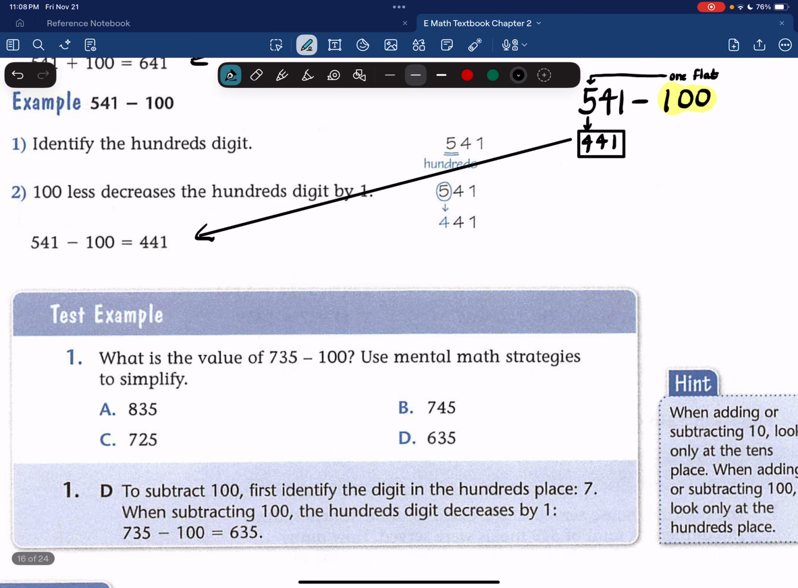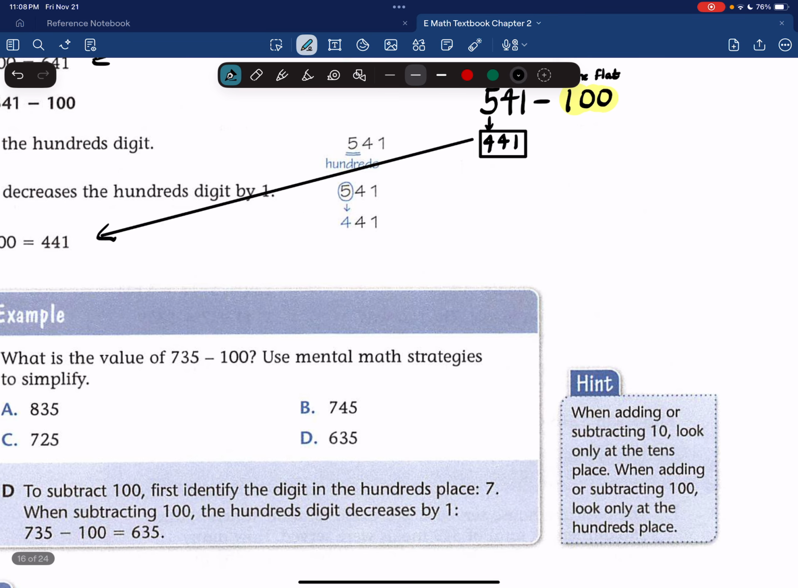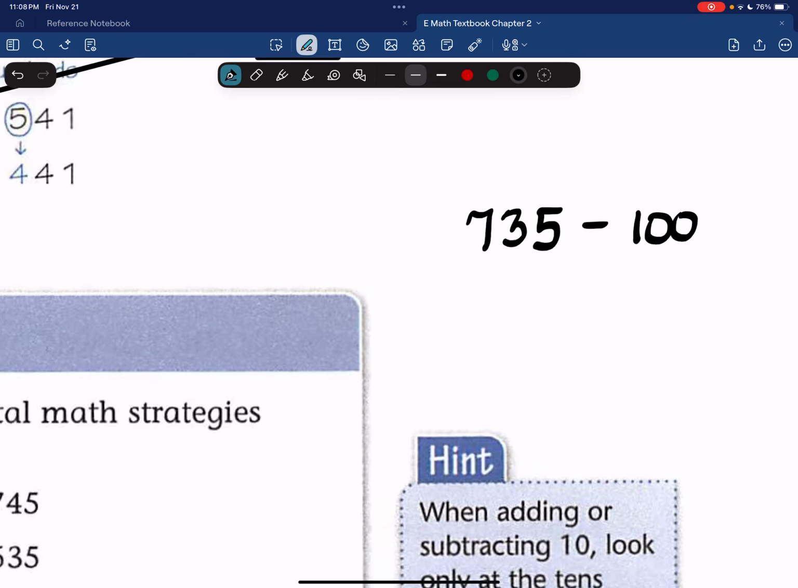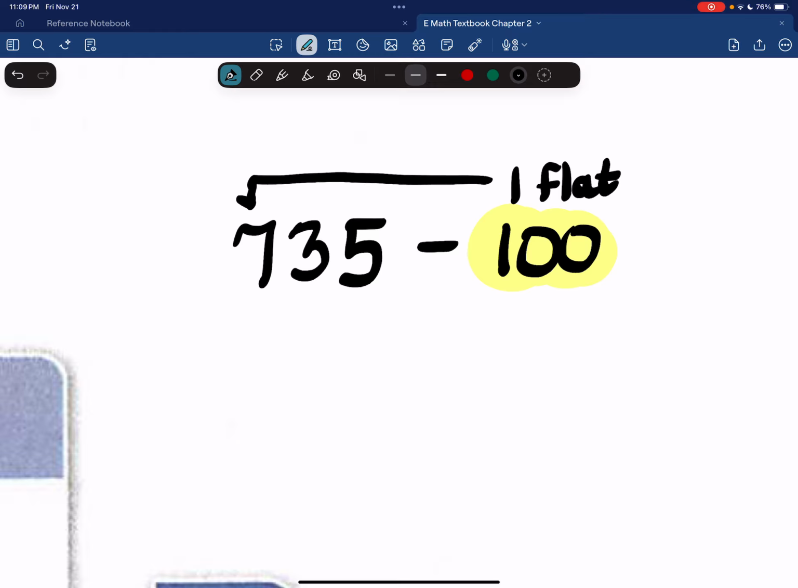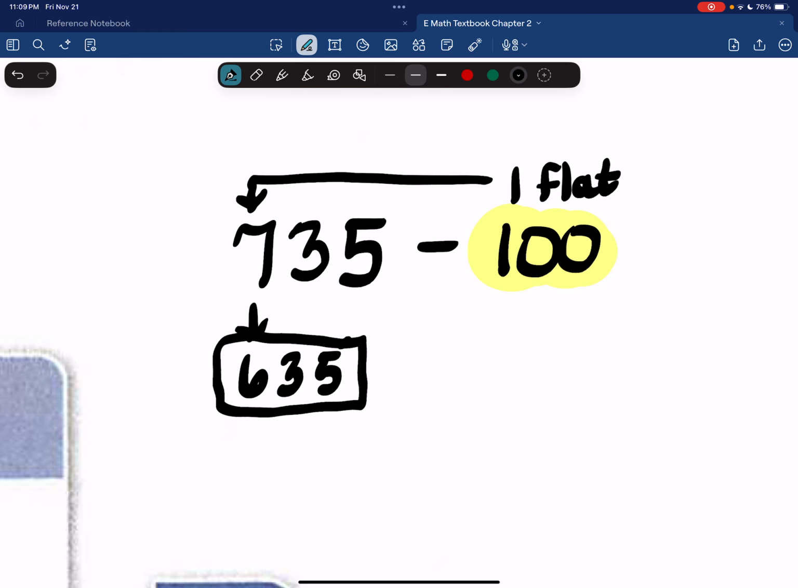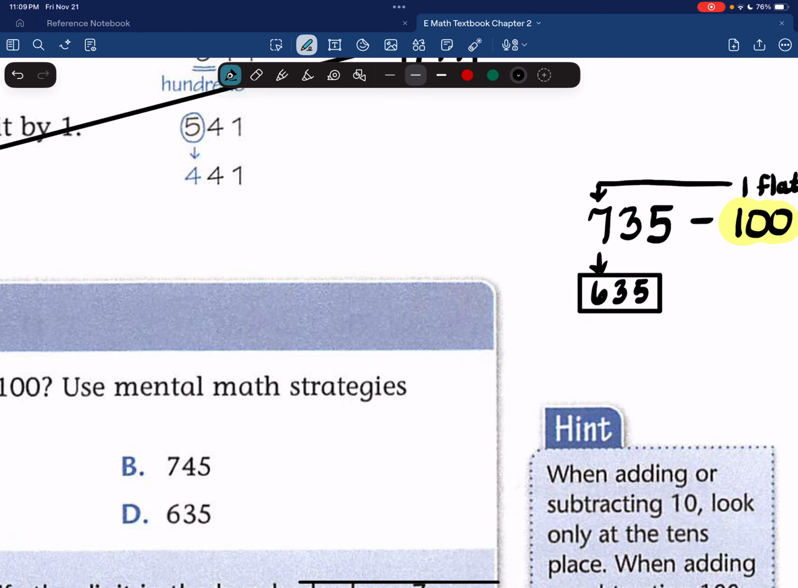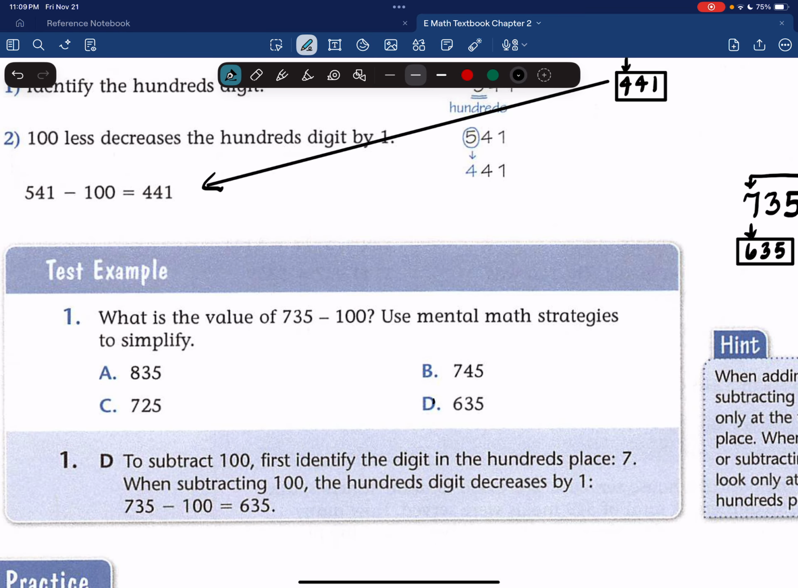Number 1 as the test example. What is the value of 735 minus 100? Use mental math strategies to simplify. So here's what we need to think. We know that this is one flat, and we're dropping by one flat. We're decreasing. So this drops one flat, and there's my final answer. 635, or option D as in dog.